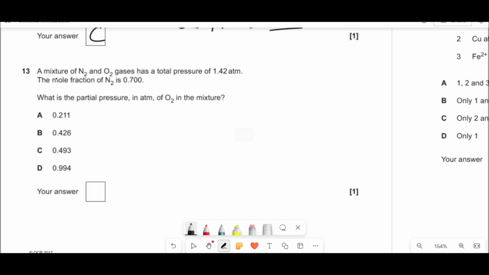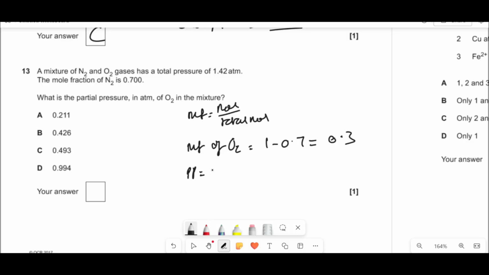There you go. A mixture of N2 and O2 has a total pressure of this. The mole fraction is this. So mole fraction, remember, is your moles over your total moles. All your mole fractions have to add up to 1. Therefore, the mole fraction of O2 has got to be 1 minus 0.7, because the only two gases here are those. So we have 0.3. The partial pressure is going to be your total pressure times the mole fraction, which is 1.42 times 0.3. If you do that, you end up getting 0.426, which is B. Done.